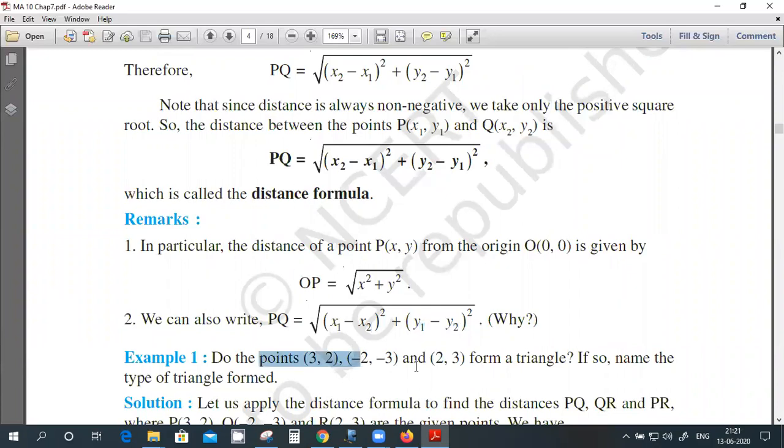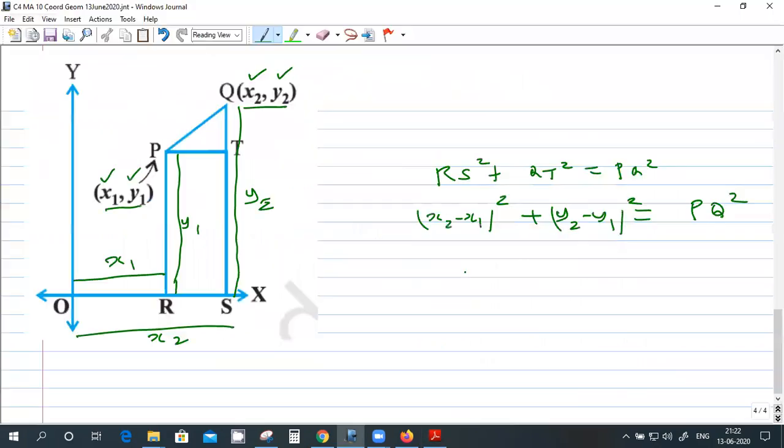So how do you check this one? Any 3 points will form a triangle, right? The sum of two sides should be more than the third one. It will always be true. See, I've been given 3 points, and after that I'm asking whether the triangle is possible or not. Once 3 points are given, obviously a triangle is there, and that condition will be automatically satisfied.